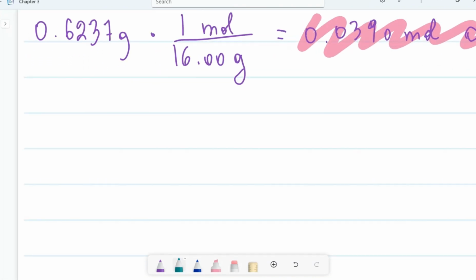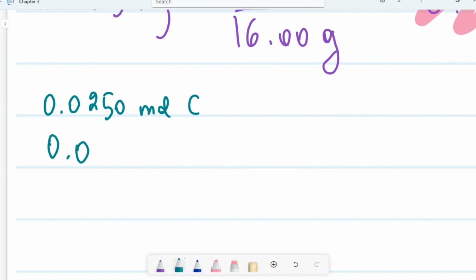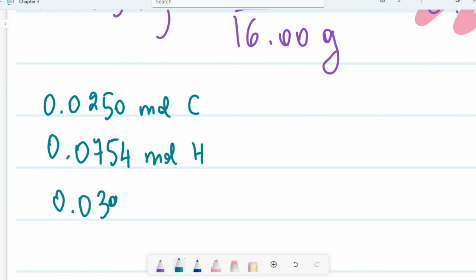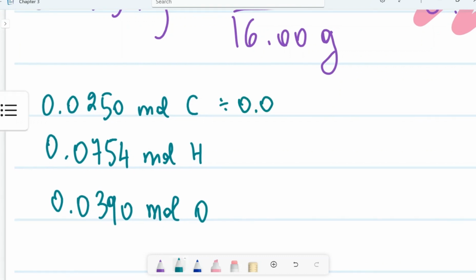So for the sake of clarifying our work, I will rewrite these right now. We have 0.0250 moles of carbon. We have 0.0754 moles of hydrogen. And we have 0.0390 moles of oxygen. Now we look at all of these three numbers. Which one is the smallest one? In fact, the smallest one is 0.0250. So we divide everything by 0.0250.